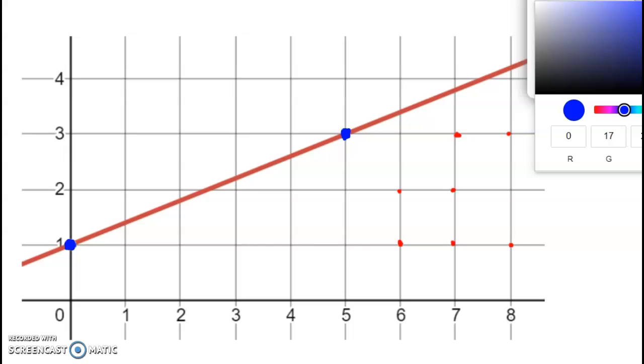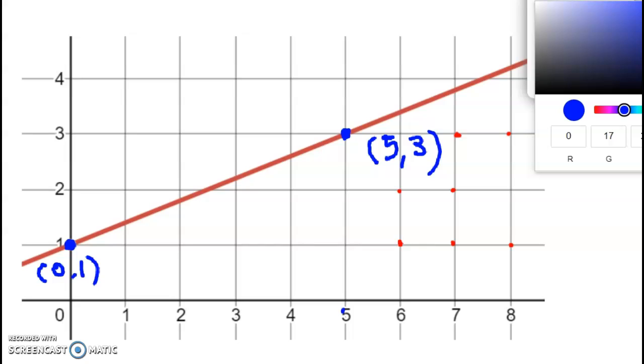That means if I was to put the coordinates here, what is the x coordinate? It's 5. What is the y coordinate? It's 3. If I was to put a coordinate here, what is the x coordinate of this point? It's 0. And the y coordinate is 1.